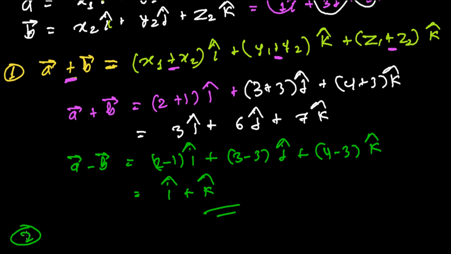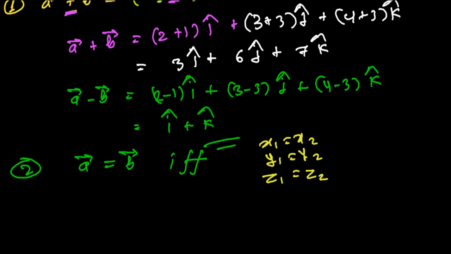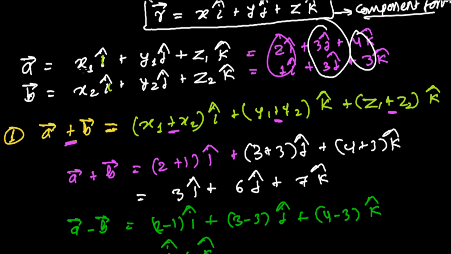And now second one, let's talk about equality of component form of the vector. Vector a will be equal to vector b if and only if, iff means if and only if, x1 is equal to x2, y1 is equal to y2, and z1 is equal to z2. This is the condition when two vectors become equal. If the x coordinates, y coordinates, and z coordinates are equal, then we can say that two vectors are equal in component form as well.